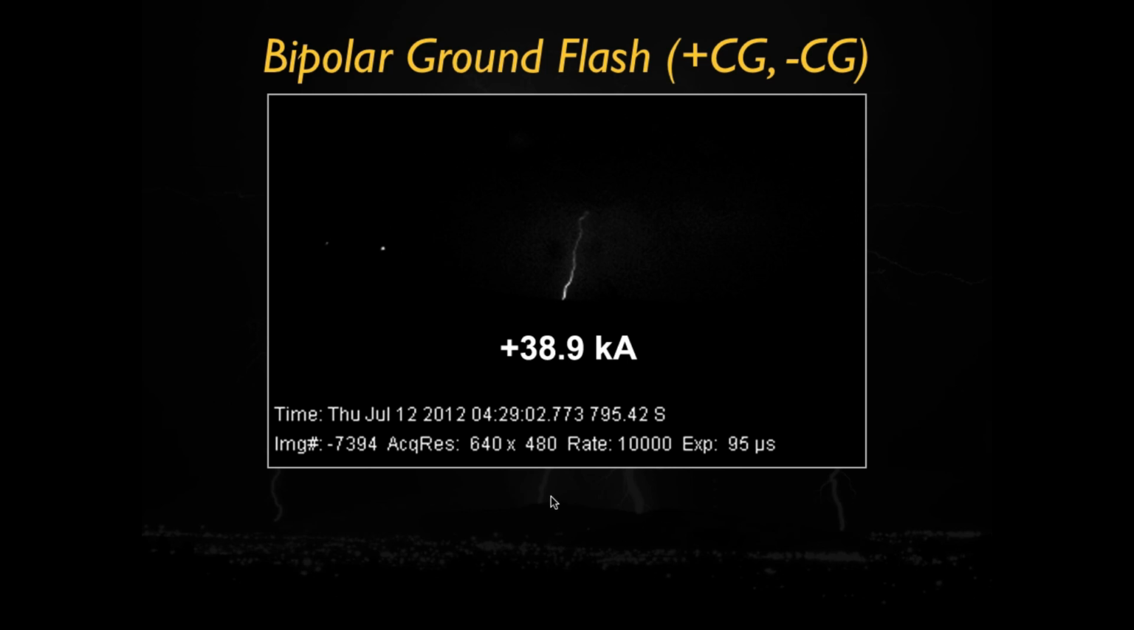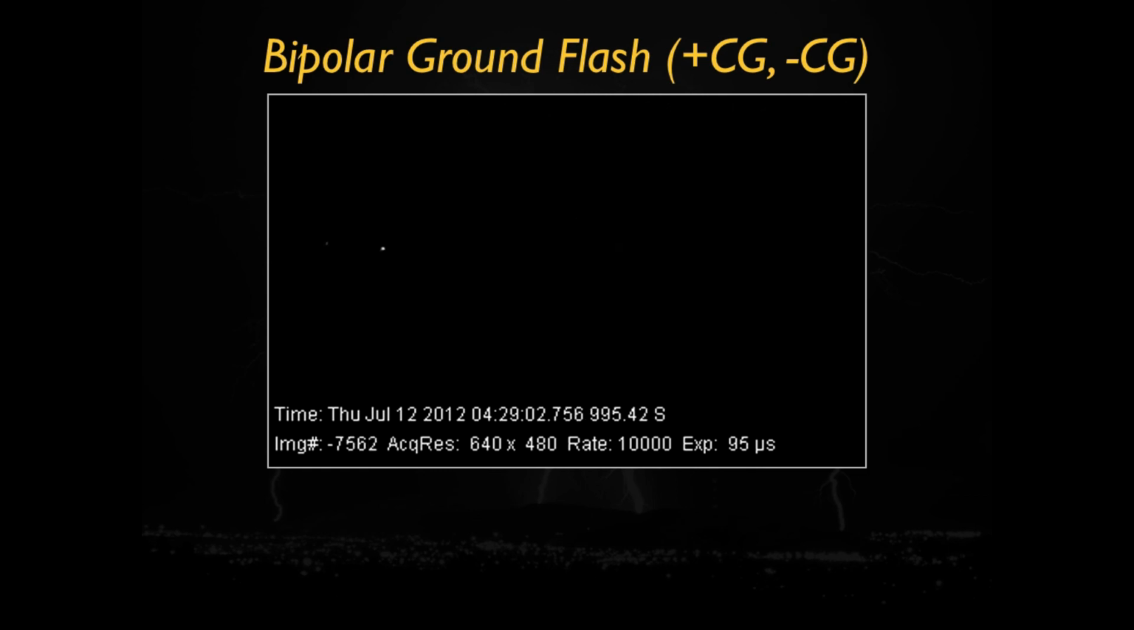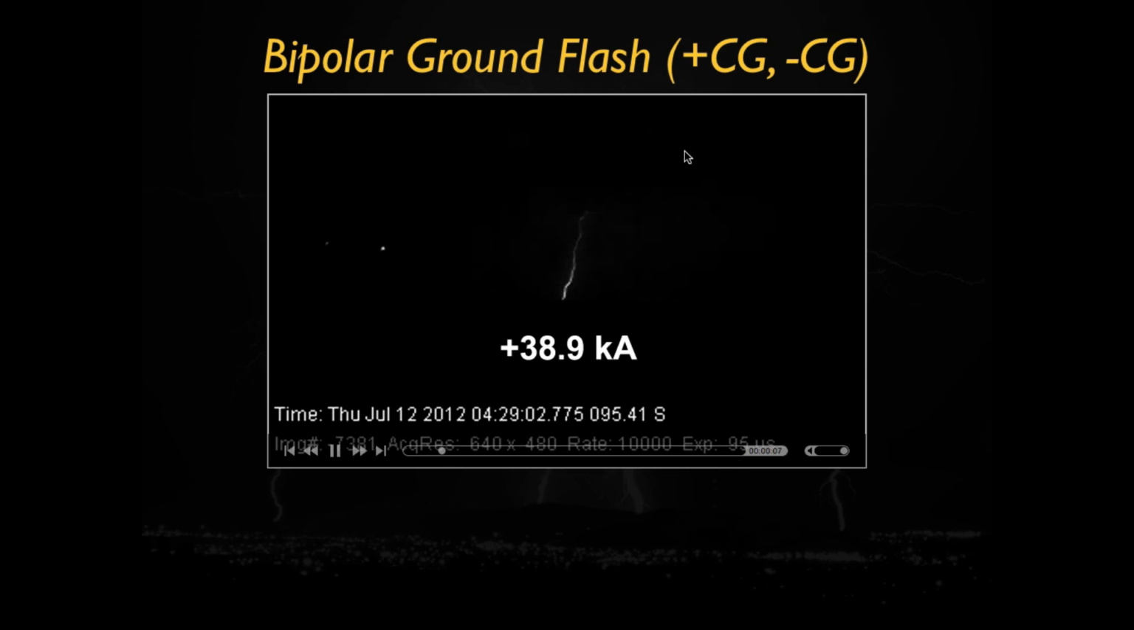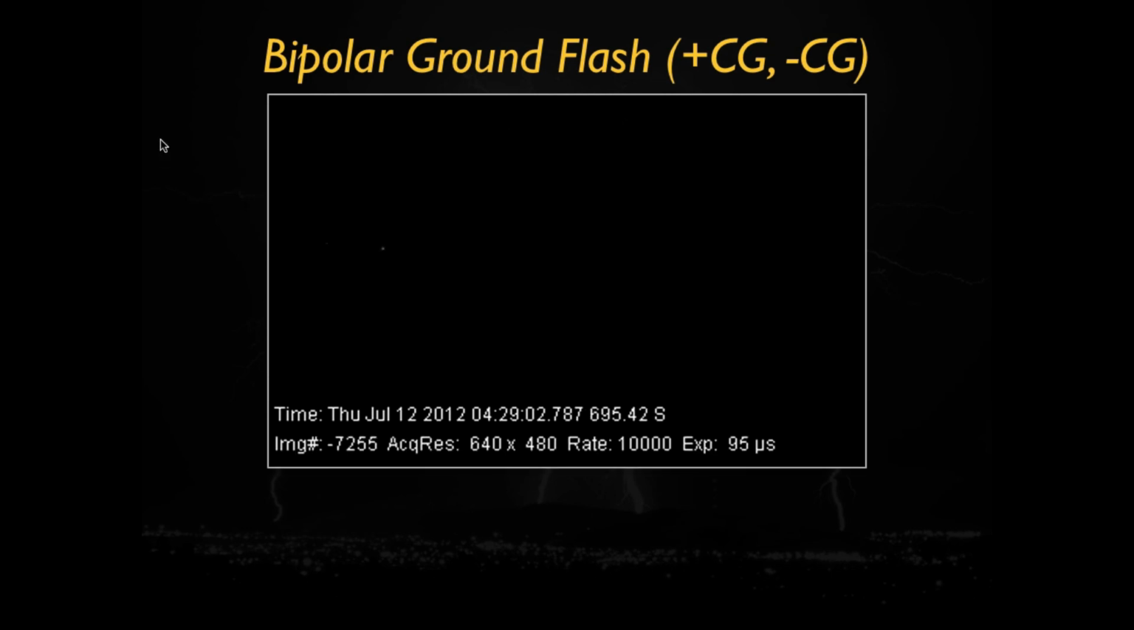Here is an example with high-speed video of 10,000 images a second, and we'll see that the NLDN recorded first a positive 38.9 kiloamp return stroke. And there's the positive leaders with recoil leaders propagating downward. See the first return stroke, and we did see a branch that was active via recoil leader activity initially, and there it is continuing to be active following the return stroke.